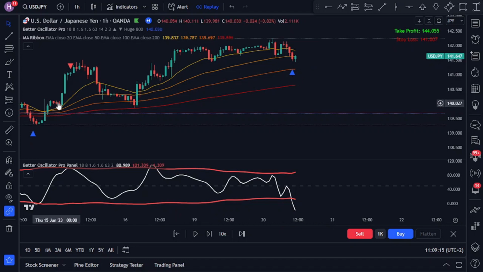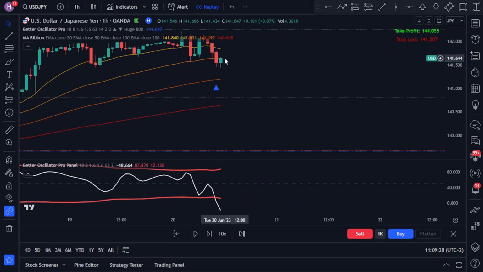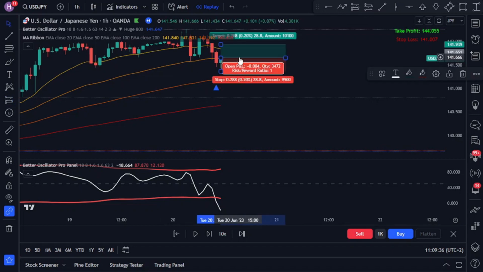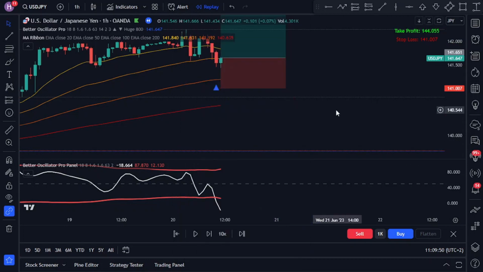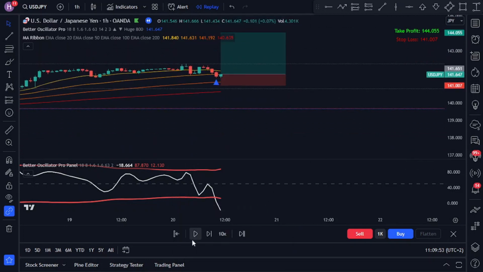So what we can see from this example is that we are currently trending above the moving average ribbon, meaning we are in an uptrend and looking for a buy trade to continue with the trend. Meaning during uptrends, rely on the Better Oscillator Pro to generate low-risk entries during pullbacks, presenting us with an ideal risk-to-reward ratio. Now, as before, it is important that we need to wait for the candle to close to confirm the signal. And once the candle has closed, we can enter our buy trade with the stop loss and take profit provided by the indicator.